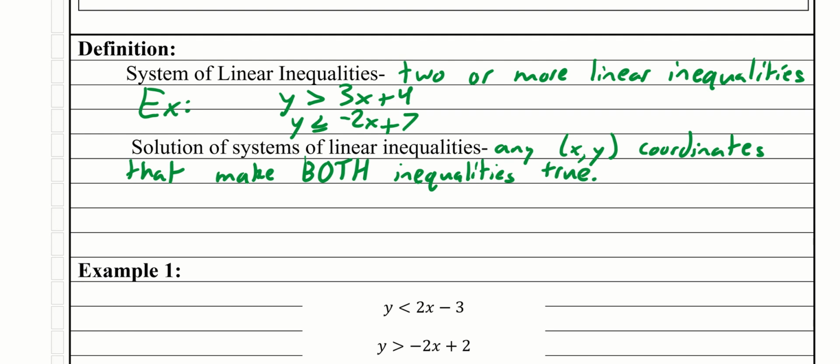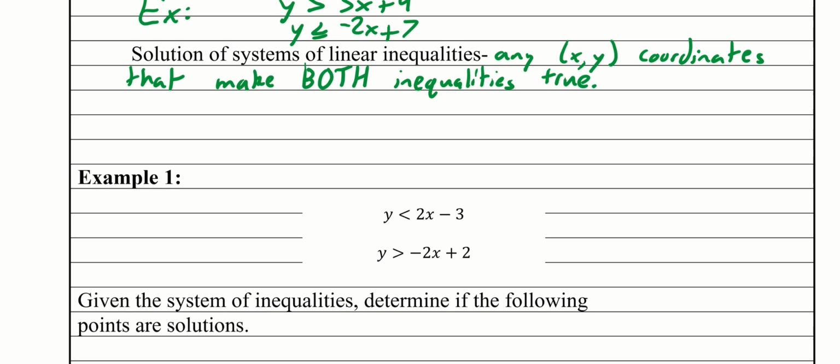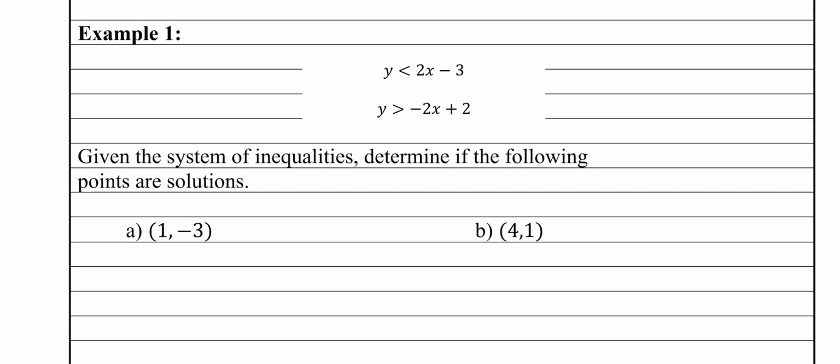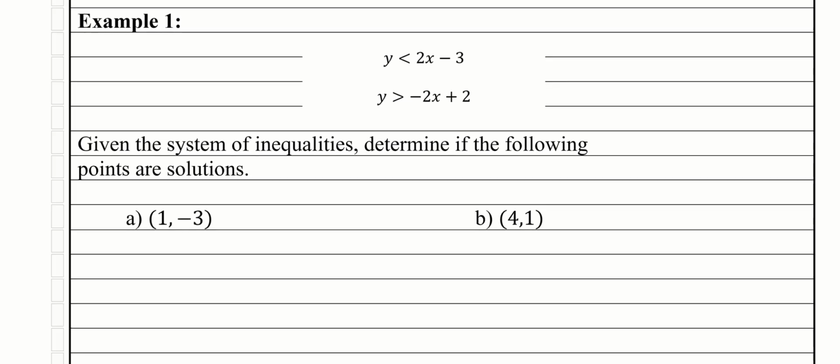So last time we were only looking at one, and we had x and y coordinates that would work for one. Now they need to make both inequalities true. So for example, let's say I had a system of inequalities that looks like this. y is less than 2x minus 3, and y is greater than negative 2x plus 2. Okay, and you can pause your video and write that down if you need to.